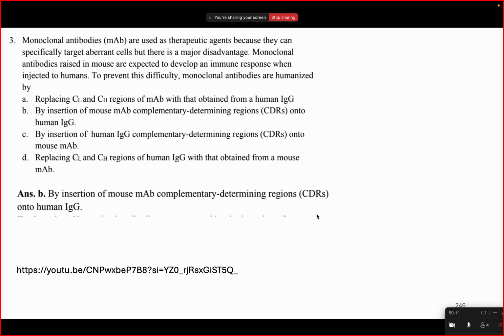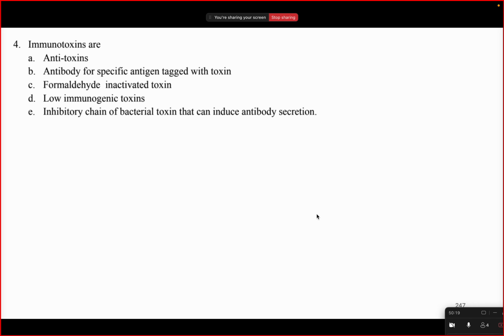The correct answer is by insertion of mouse monoclonal antibody complementary determining regions, because they are the ones which are determining the antigen, right, on human IgG antibody.